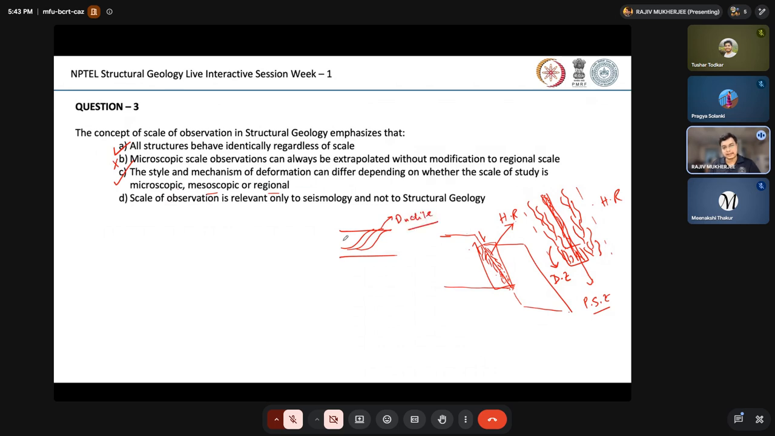Some clasts, and then there is a matrix that is actually showing some flow structures like this. So there is a sense of shear going on like this, and you can immediately say, okay, there is some sense of ductile deformation going on. It's not just pure brittle fracture.